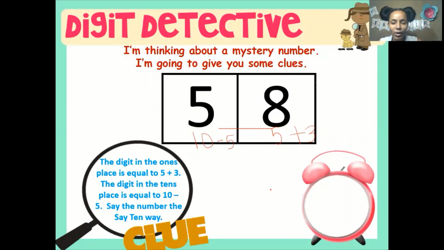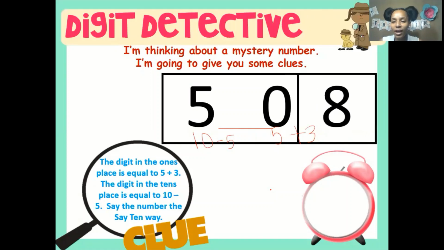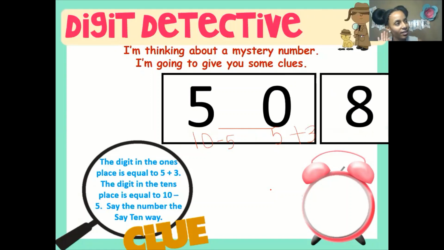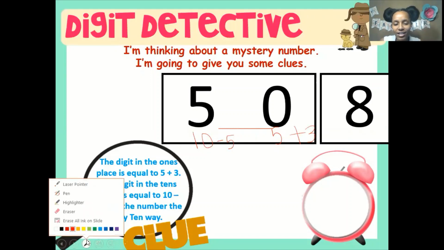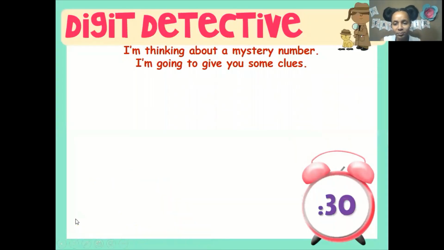I have another question for you. What is the value of that 5? Right, 50. And what is the value of the 8? 8 or 8 ones. Awesome job, friends.